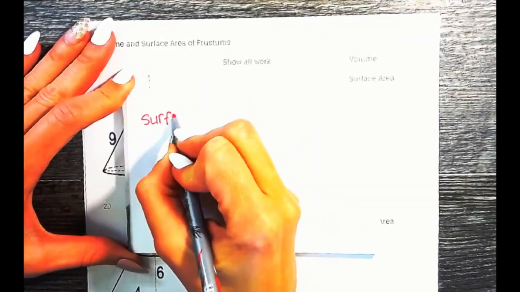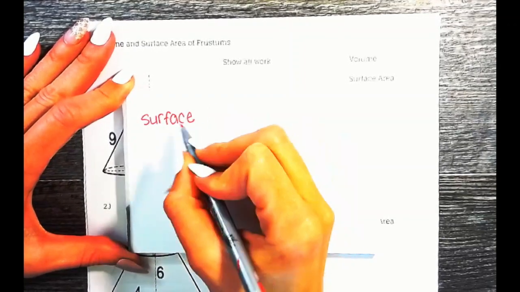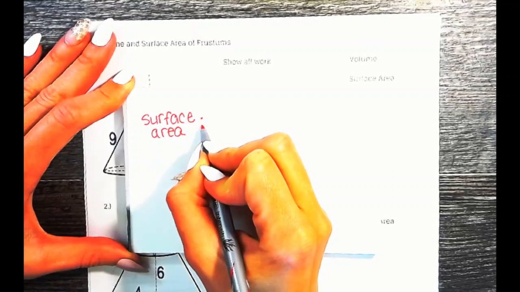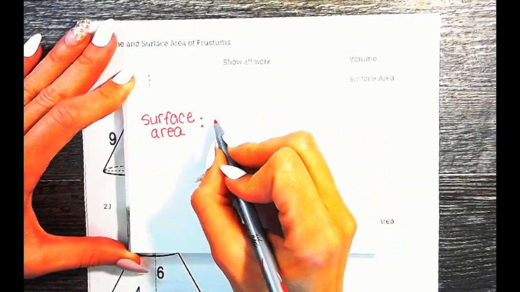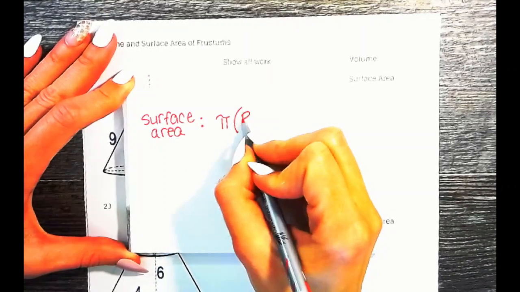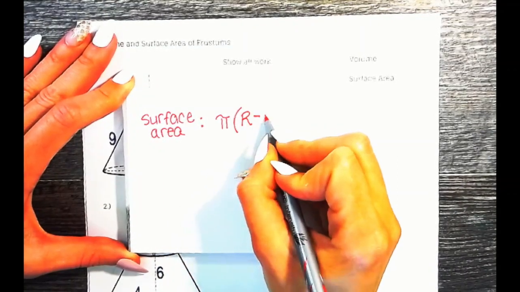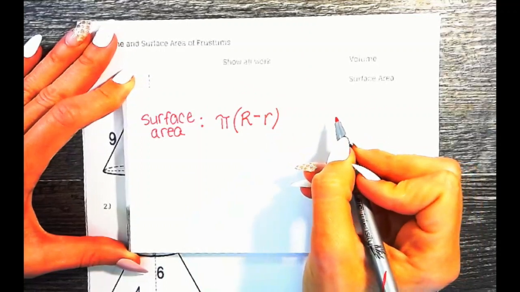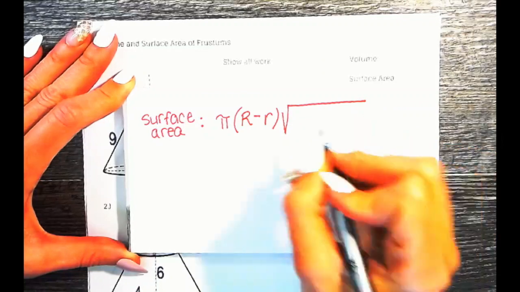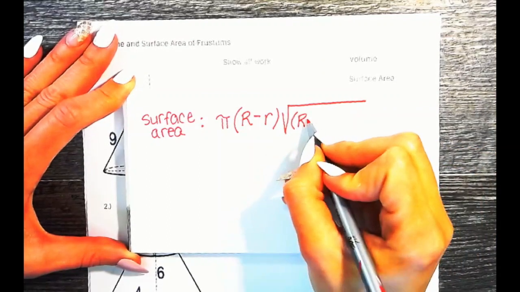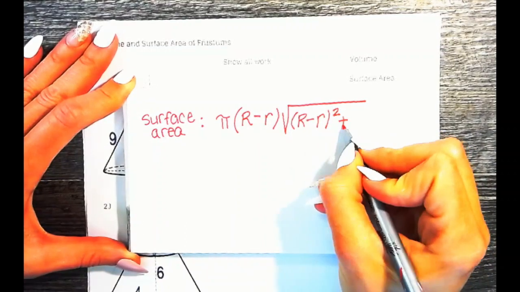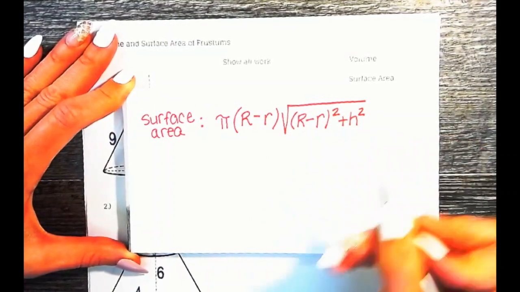So if you copy these down and have them in your notes, at least you'll have them written already, and then we can go over how they work and why. So your surface area formula might look something like this. Pi times the quantity of the larger radius minus the smaller radius, times the square root of the larger radius minus the smaller radius squared, plus h squared.